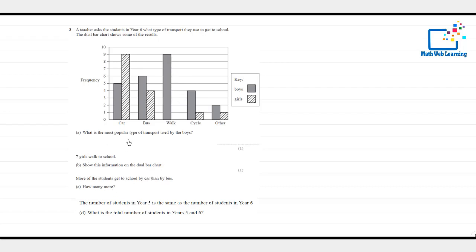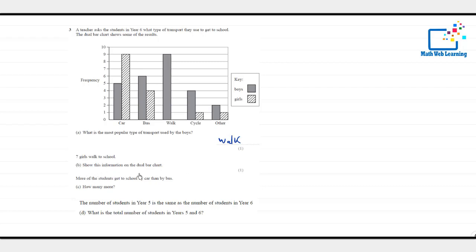What is the most popular type of transport used by the boys? The boys is the grey, and the most popular means the highest bar. The highest bar is this one, which corresponds to walking.